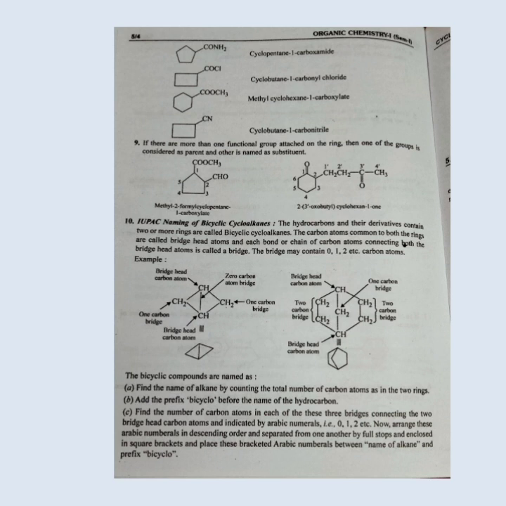The bicyclic compounds are named as follows. First, find the name of the alkane by counting the total number of carbon atoms in the two rings. Secondly, add the prefix bicyclo before the name of the hydrocarbon. Third, find the number of carbon atoms in each of the three bridges connecting the two bridgehead carbon atoms and indicate them by Arabic numerals. Now, arrange these numerals in descending order, separated from one another by full stops and enclosed in square brackets. Place these bracketed numerals between the prefix bicyclo and the name of the alkane.